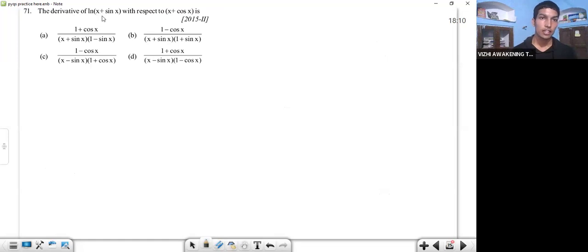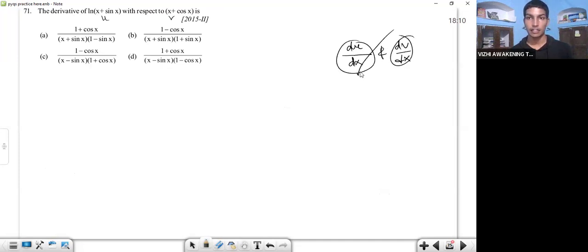So we have to find the derivative of this particular function with respect to this function. First, we will find the derivative of the function u with respect to x, and v's derivative with respect to x. Then we will divide them to find du with respect to dv. Let's do that.